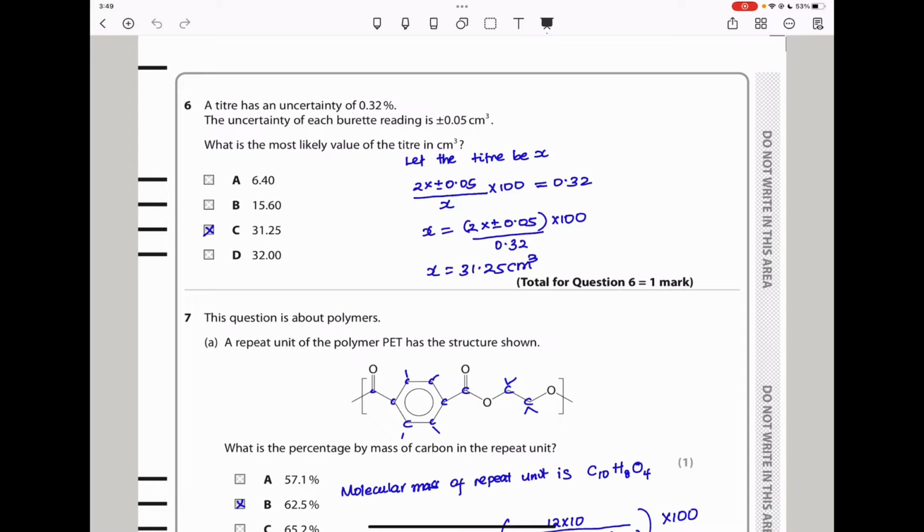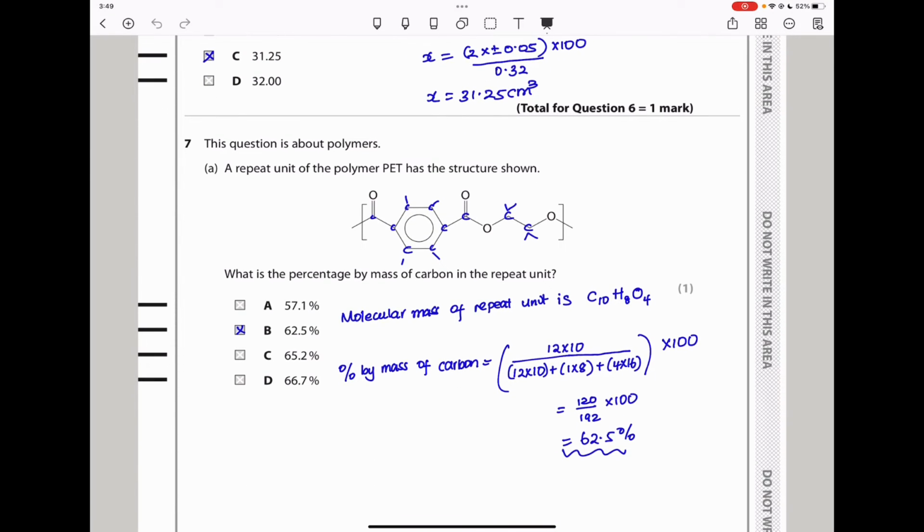So since the burette is read twice, we say 2 times the uncertainty in the burette reading, which is plus or minus 0.05, divided by the volume measured by the burette, times 100 will give you the percentage uncertainty, which we have here. So here, making x the subject gives you all this. When you use your calculator, you get 31.25, and the answer comes out being C.